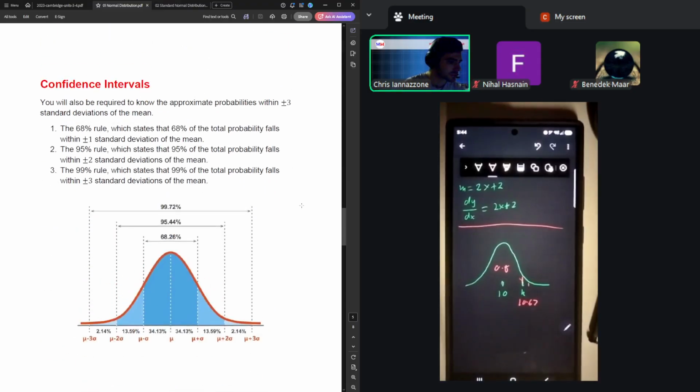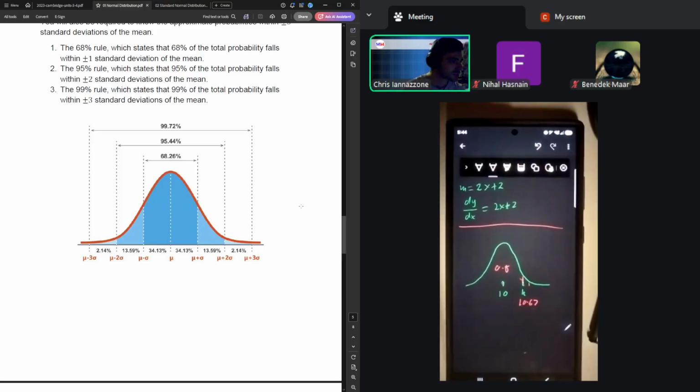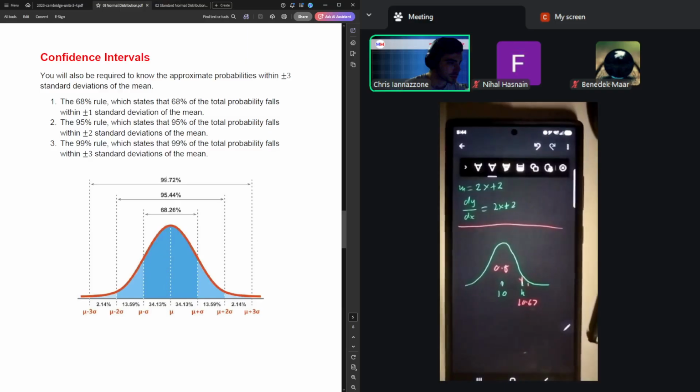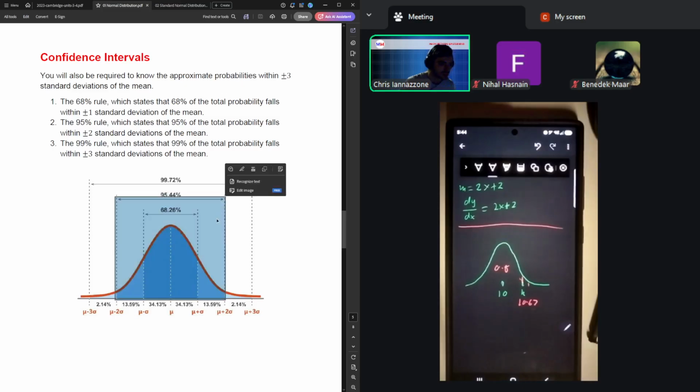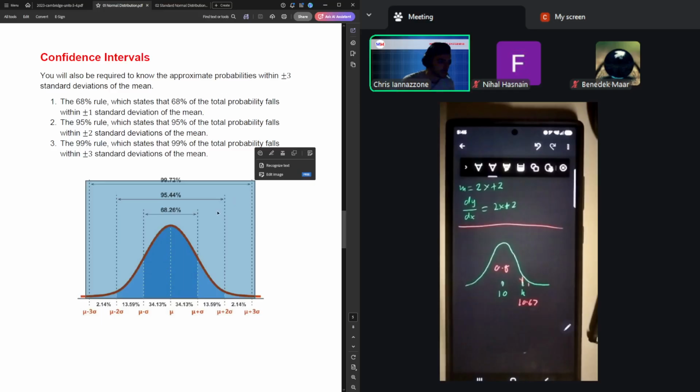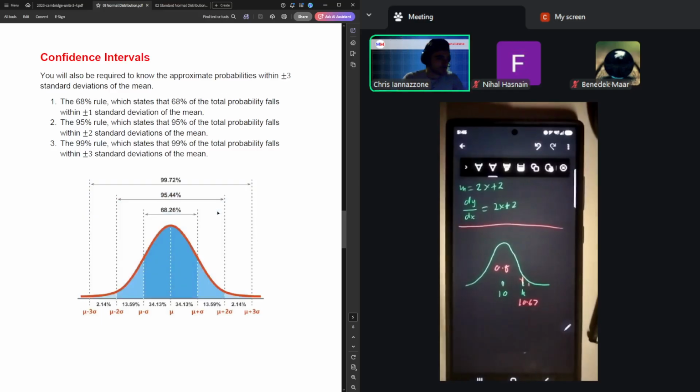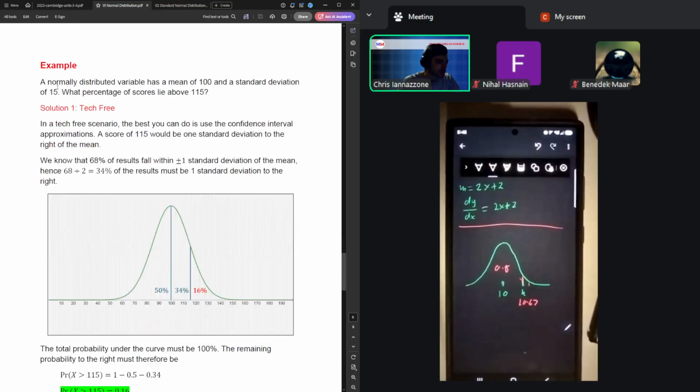Alright, tech-free time. So you are going to be required to know these approximate probabilities. There is the 68% rule, which means that between plus or minus one standard deviation, you have 68% of the total area. 95% rule, in which case plus minus 2 standard deviations gives you roughly 95% of the total probability, and plus minus 3 standard deviations, which gives you 99% of the total probability. You will need to have these approximations memorized, because you may get questions like this in your tech-free exam or SAC.